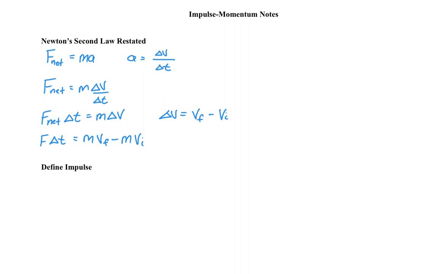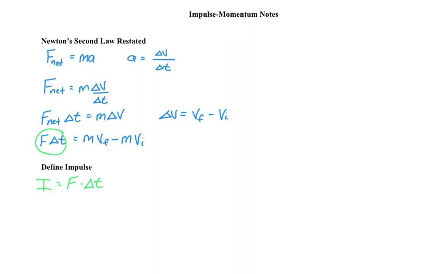And this is going to be kind of our formulation of Newton's second law for this part of the unit. Now, we're going to do a couple things with this. First, we're going to give this a special name. This is called impulse. I'm going to use capital I to stand for impulse. Impulse is going to equal a force times a change in time. We've defined that.